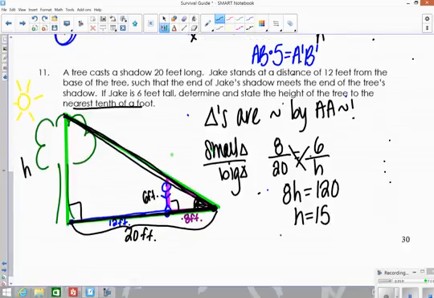It says to the nearest tenth of a foot. So when we round, even though it comes out to be a whole number, we have to write it as 0.0 because it's asking for the nearest tenth. So the height of the tree will equal 15.0.